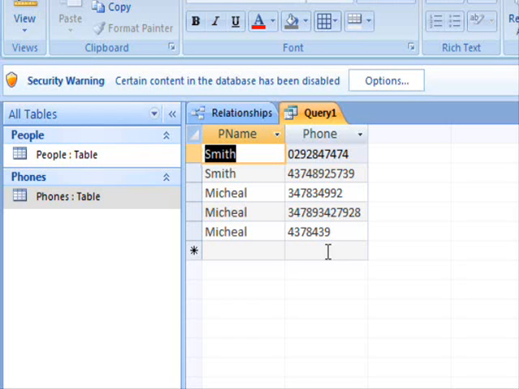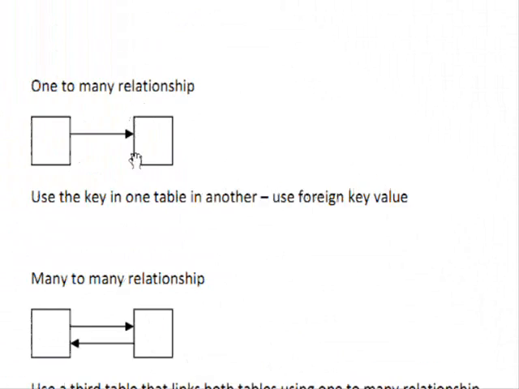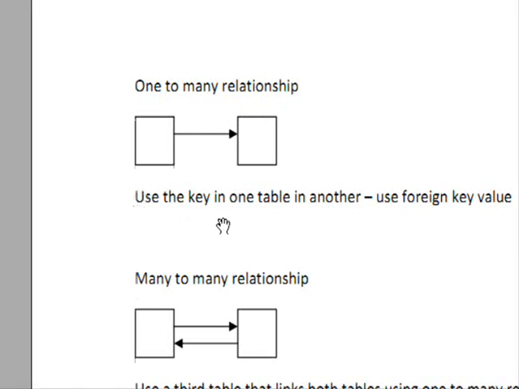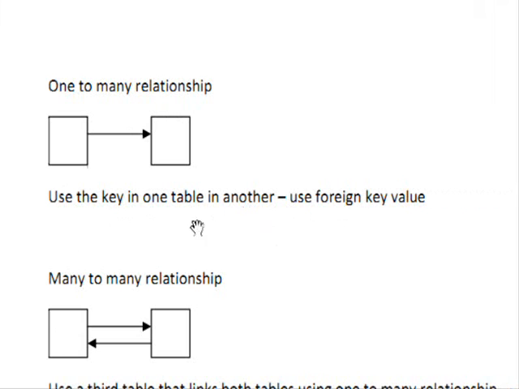So this is the one-to-many relationship. Very simple, very straightforward. Now let's go back to our example. So you have a one-to-many relationship and use the key in one table and another table.